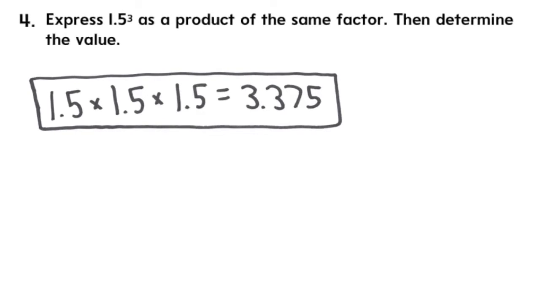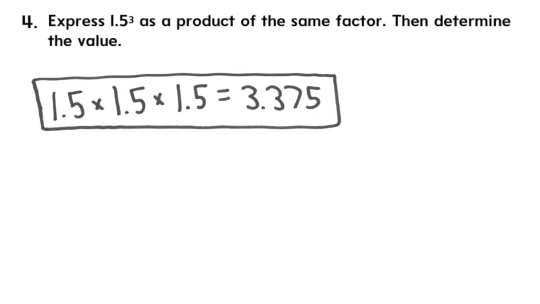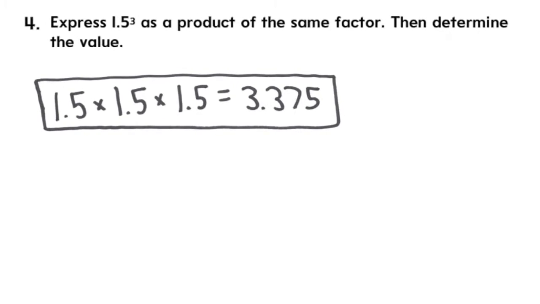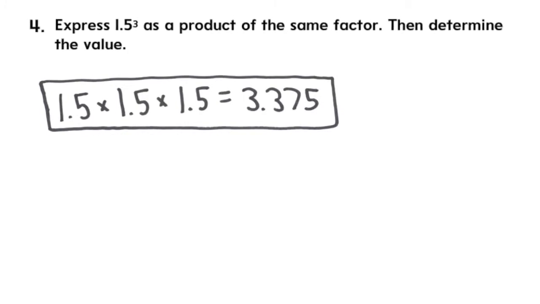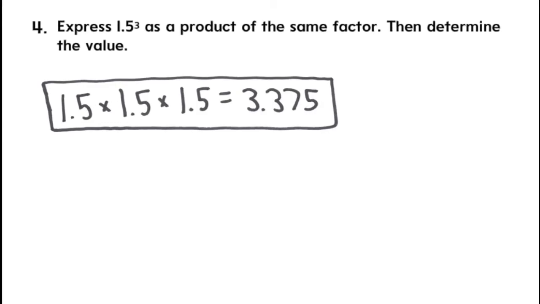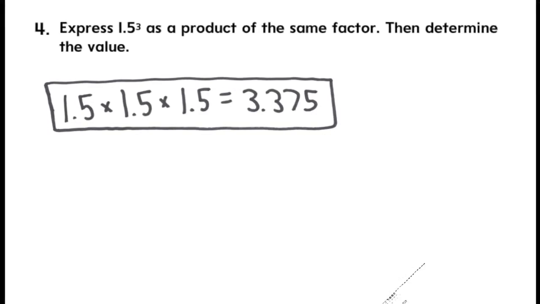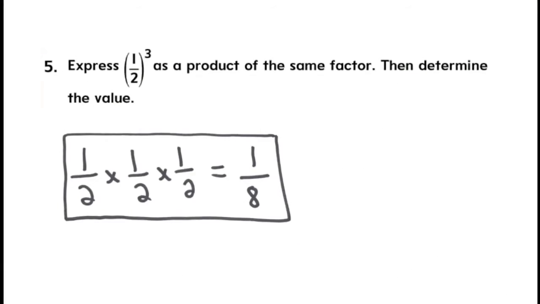Please be aware that you can also do the same with decimals. Decimals can be written in exponential form, and they can be expanded. For example, in this case, 1.5 to the third power would be 1.5 times 1.5 times 1.5. And there's your results.